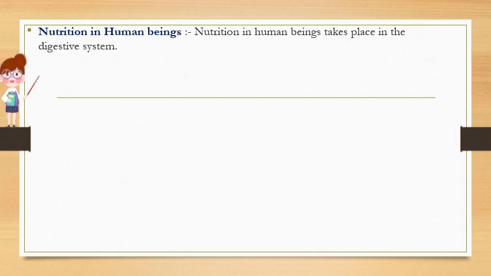Now let us discuss nutrition in human beings. Do you ever think about whatever food we consume, where it will go, and how these solid foods get converted into simplified form? We never thought, right? We have a specialized system in our body. You already studied that. That particular system is called the digestive system.